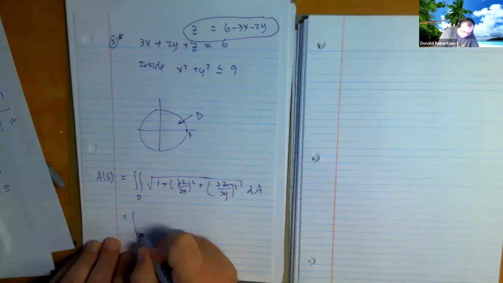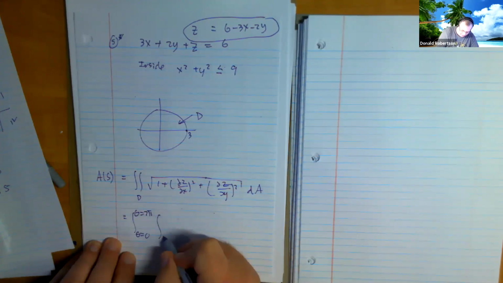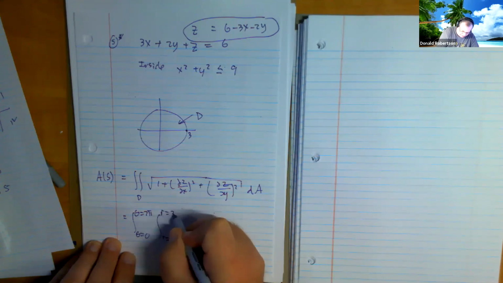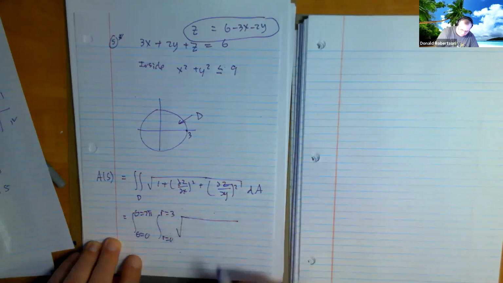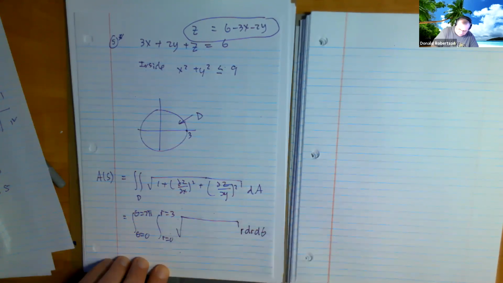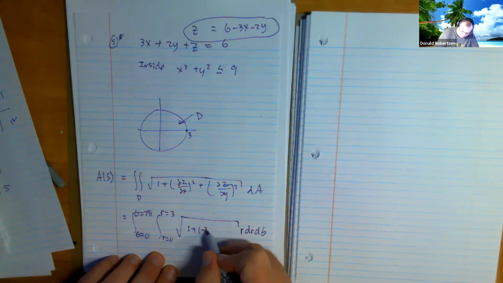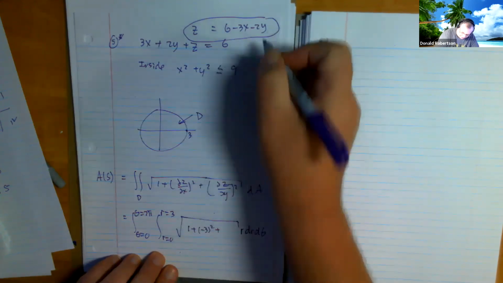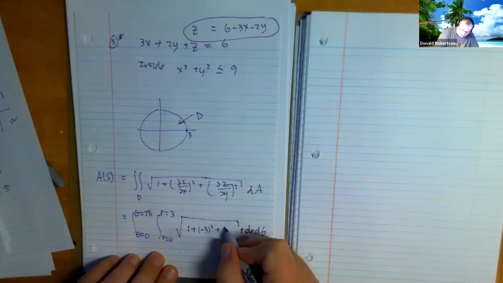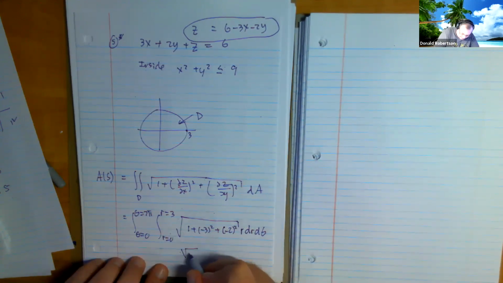Theta goes from 0 to 2 pi because it's a whole circle. And r goes from 0 to 3. r dr d theta. And differentiate this, you get -3 and you square it. And differentiate this, and what do you get? -2 and square it. Oh, we got lucky here.